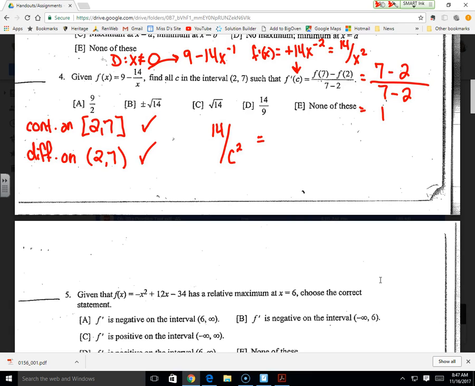But is this my final answer? No, no, no, because I need to solve this. None of these equals 1. That's not the right answer though. So 14 equals c squared. c is equal to plus or minus square root of 14. Wait, we have to think about our interval.